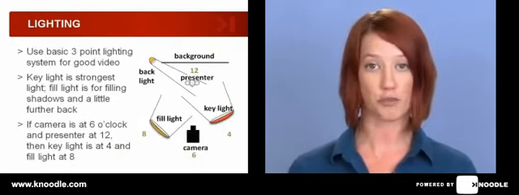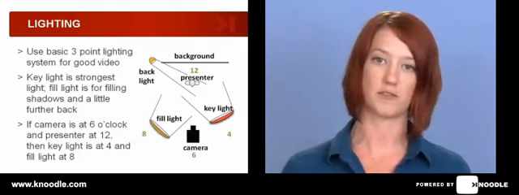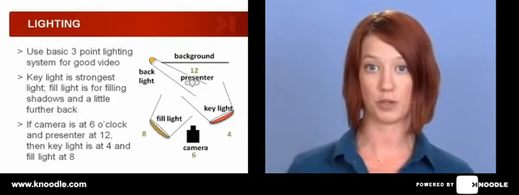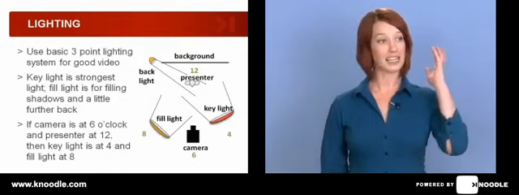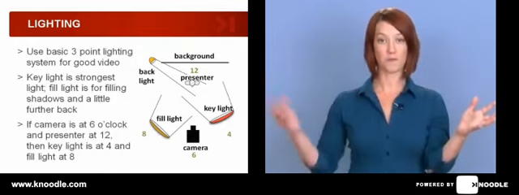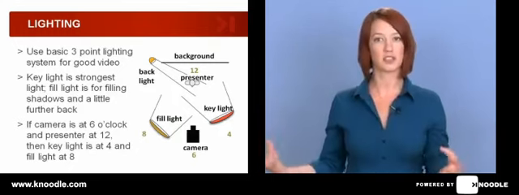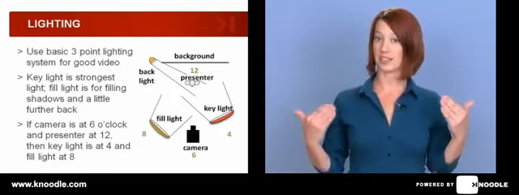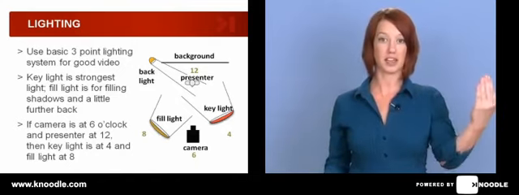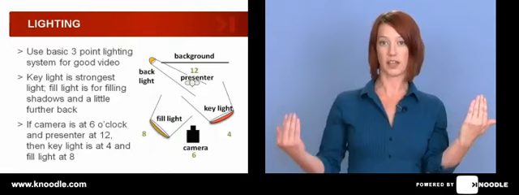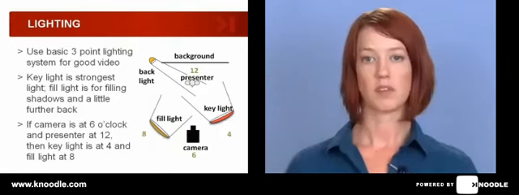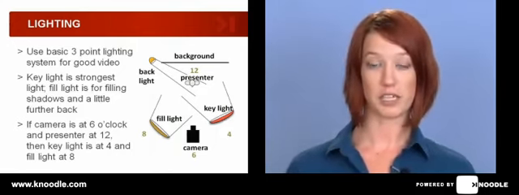Do a web search for 3-point lighting system and lots of diagrams and tips will come up to help you. Your key light is your strongest light, while your fill light is the light that fills in the shadows around. If you're using identical lights, you want to have the key light closer to the subject and the fill light a little further back. Think of a clock face when placing your lights.